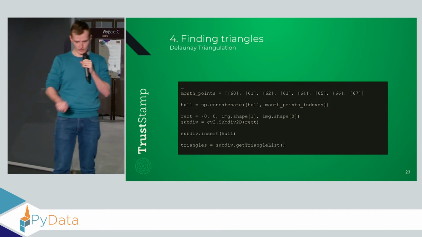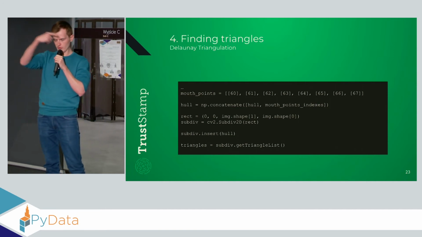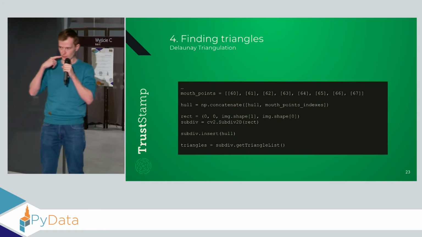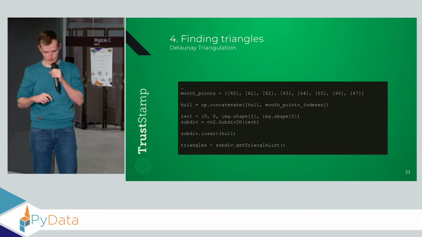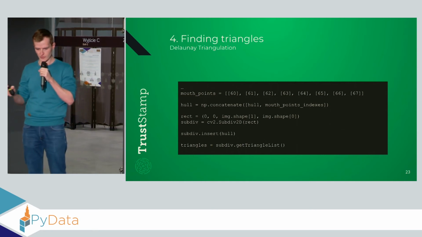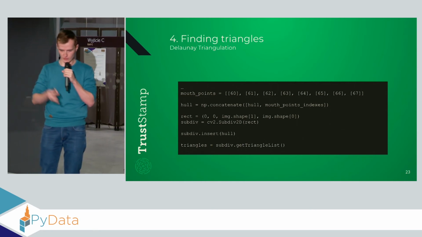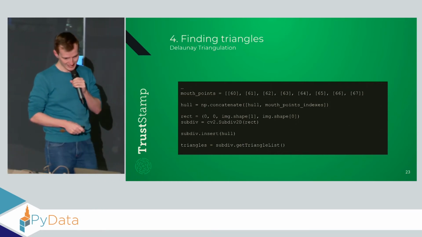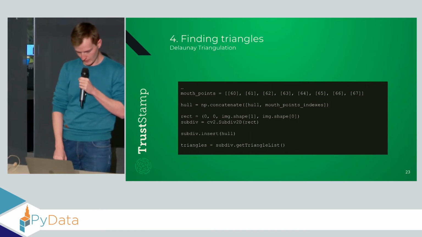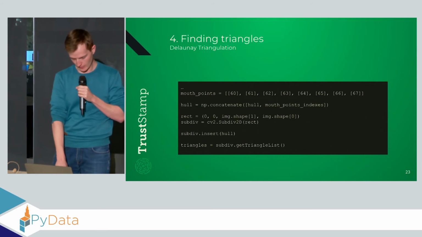So hull is my face border. As you remember, I also added face points so you can see my teeth. And then we just create a subdiv object. We insert all these points that I created or detected, and then I get triangles. Just get the triangles list, and I have these triangles.